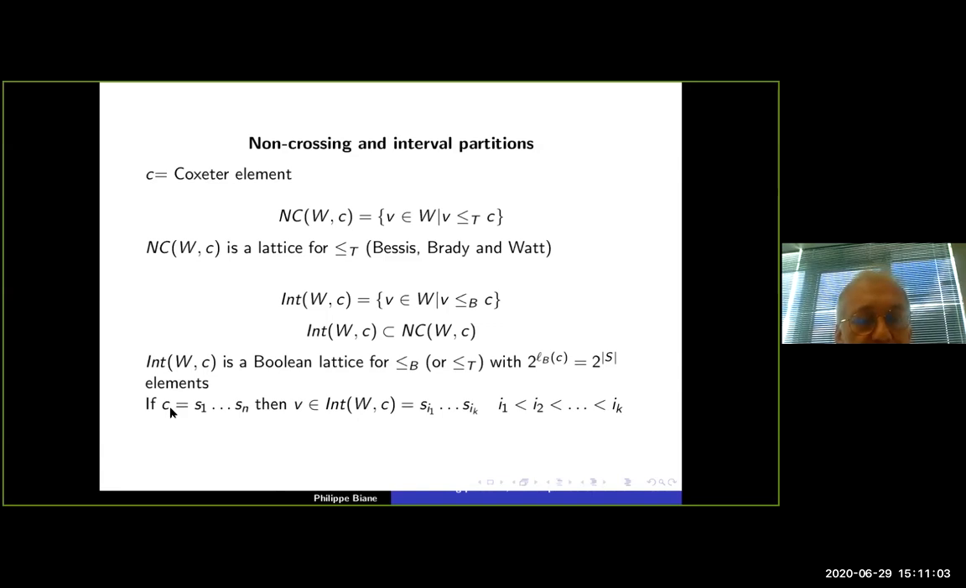Actually, if c is written as the product s1 ... sn of distinct simple reflections, then v is an interval partition, so it belongs to this set, if and only if it is a product s_i1 ... s_ik with i1 smaller than i2 smaller than ... smaller than ik. And it is easy to see that this implies immediately that this is a Boolean lattice. Actually, it is isomorphic to the lattice of all subsets of the simple roots, as you can see in this way.